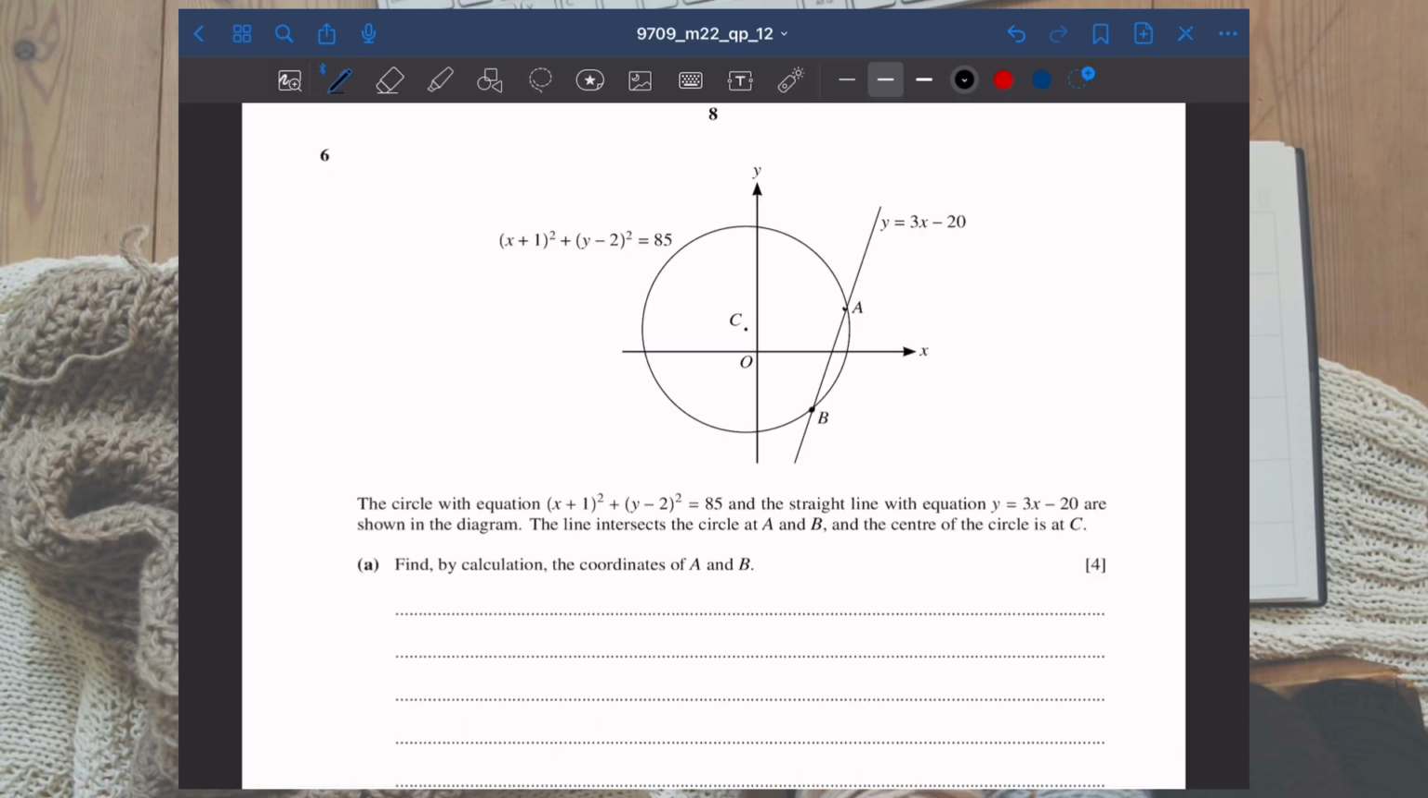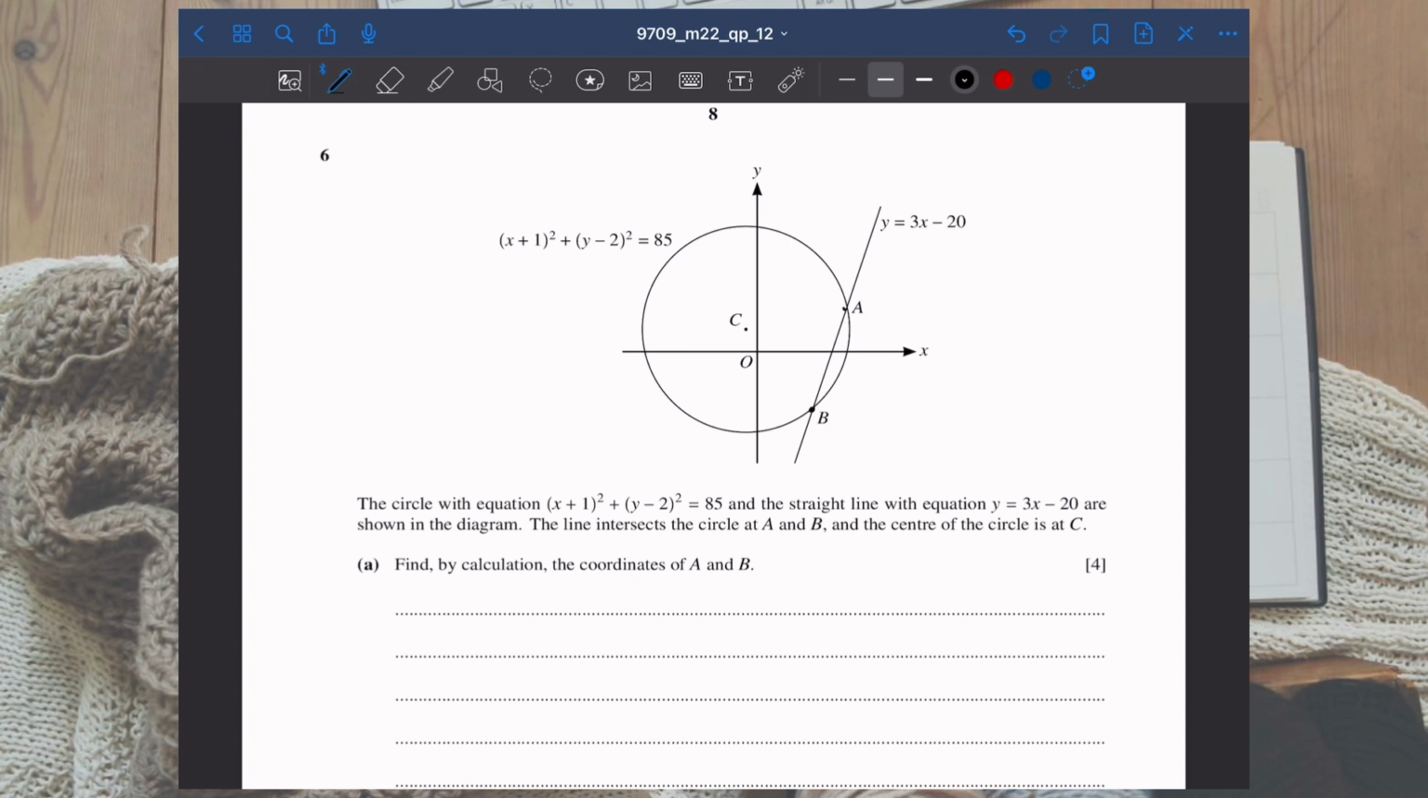Question 6. The circle with equation (x plus 1) squared plus (y minus 2) squared equals 85, and the straight line with equation y equals 3x minus 20 are shown in the diagram. The line intersects the circle at A and B, and the center of the circle is at C. Find by calculation the coordinates of A and B.